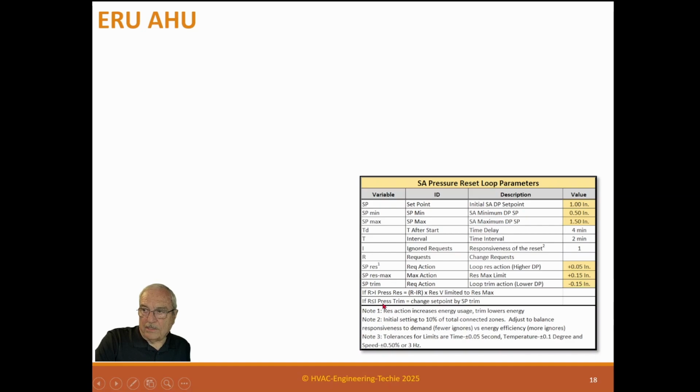If R is less than ignored, which is 0, then the pressure trim equals a change set point. So it just means you don't multiply anything. You get zeros, then you go down. Because what we want to do is, remember that when we reset up, we are using more energy. When we reset down, we're using less. So we want to go down fast and up slower. So this allows us to do that, because we could go down slow, we go up slow, go down really fast. But you can make it go down faster by making this 0.20 or something. But I've used these as an example.